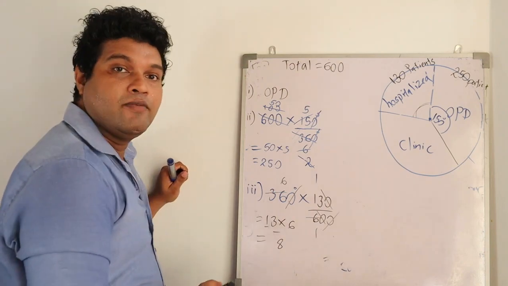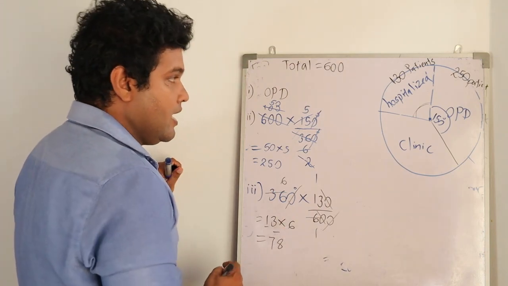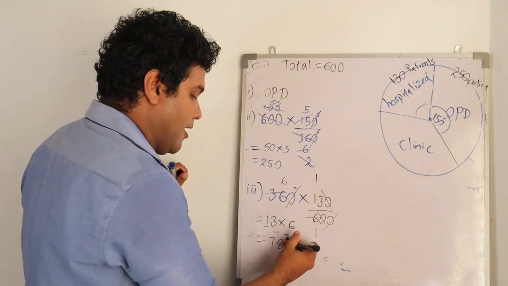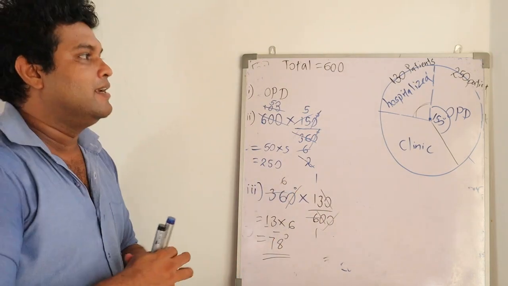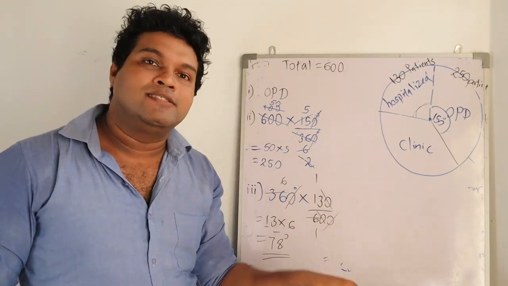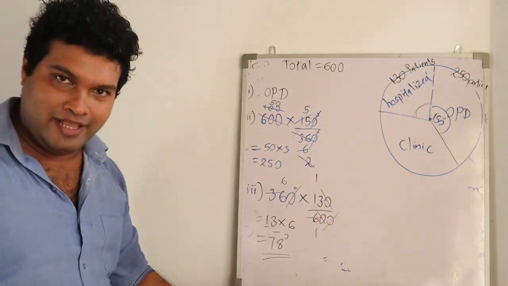6 times 1 6 and 1 7. 78. This is an angle. Therefore, we have to indicate the units relevant to that 78 degrees. The angle referred to the hospitalized section should be 78 degrees.